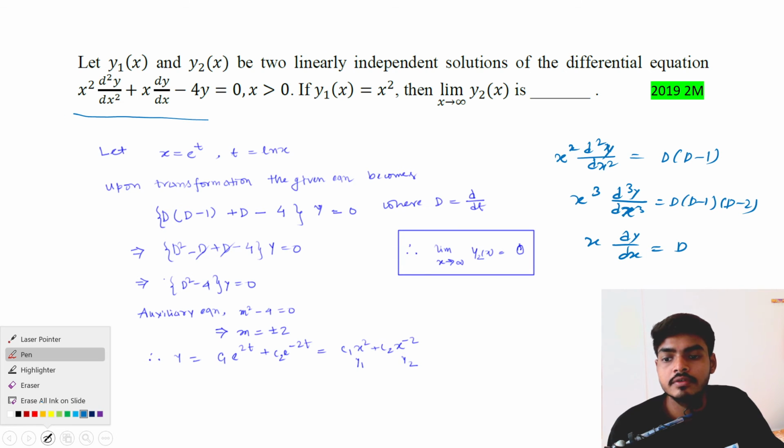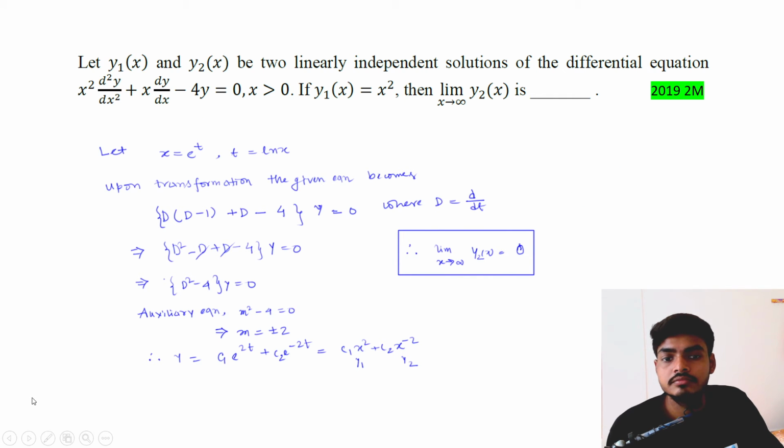Let me erase this. So by putting x square d²y/dx² as D into (D minus 1) and x dy/dx as D, after giving this transformation, this will happen. Some steps are there. I did a step jump because this is very straightforward. This rule maybe you have learned in your undergrad, or you are learning maybe. So that's why I have done a step jump.